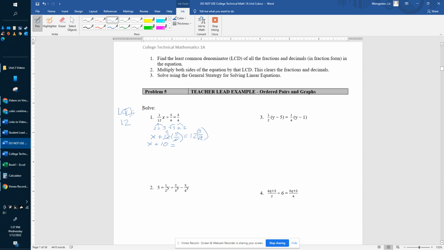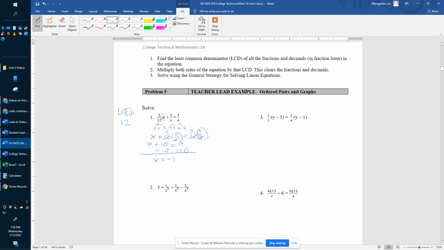So 12 has a 4 in it, 4 has a 4 in it. That's going to leave us with 3. 3 times 3 is 9. We'll subtract 10 from both sides because we already have our variable on one side. Minus 10, and we get x equals -1.